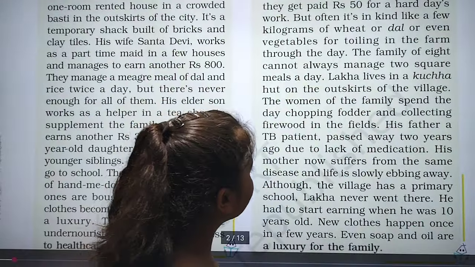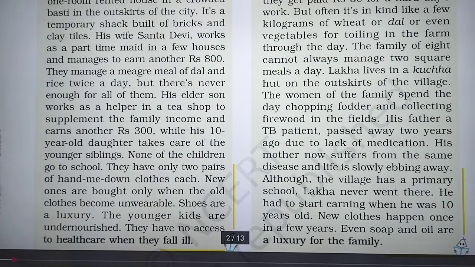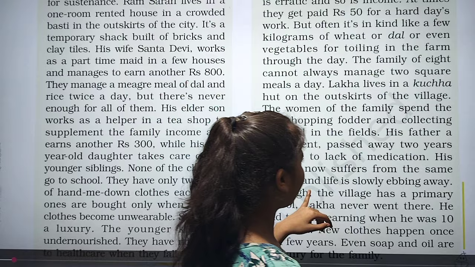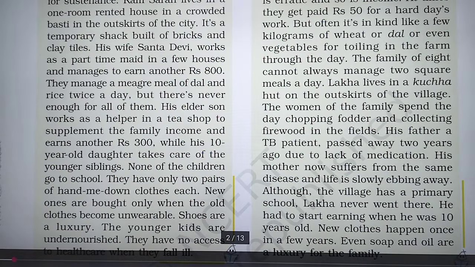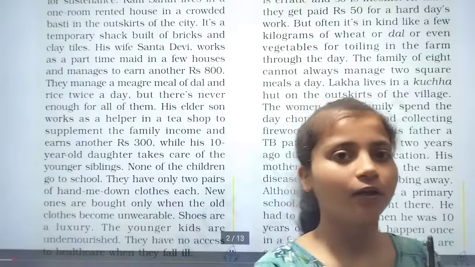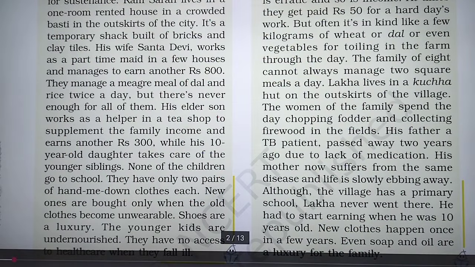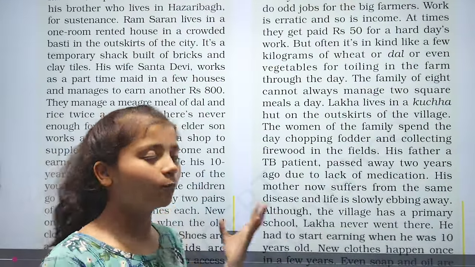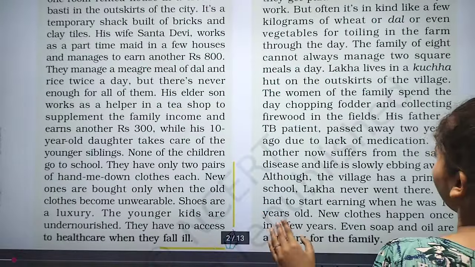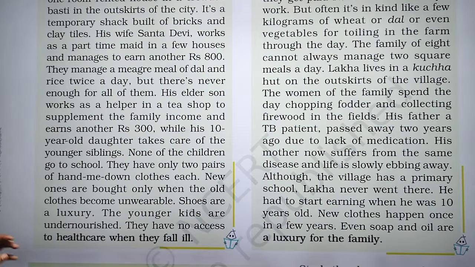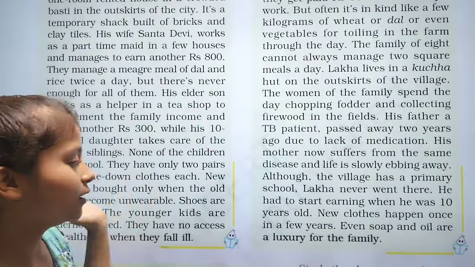His father was a TB patient. His income is too meagre, and his father passed away two years ago due to lack of medication. To consult a doctor they need money, and to buy medicine they also need money. So just because of money he passed away. Now his mother suffers from the same disease, and her life is slowly ebbing away.